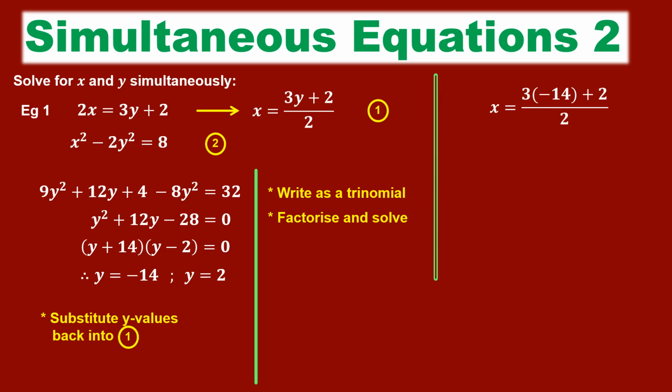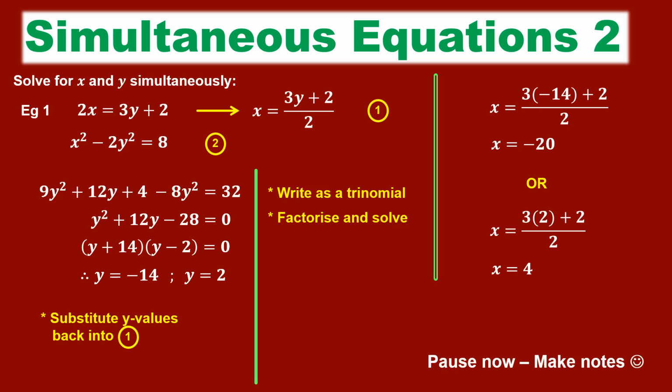In other words, x is going to be 3 times minus 14 plus 2 over 2, so minus 20. And the other solution is 3 times 2 plus 2 over 2, so x is equal to 4. So I've got answers y is equal to minus 14 and x is minus 20, and when y is 2, x is 4. Pause now so you can make some notes.